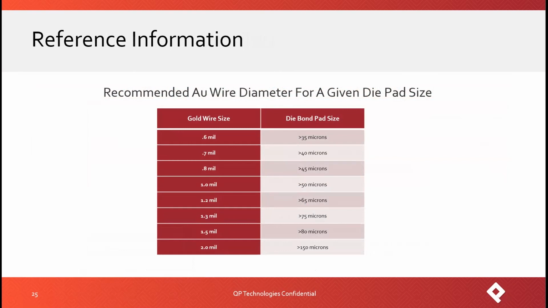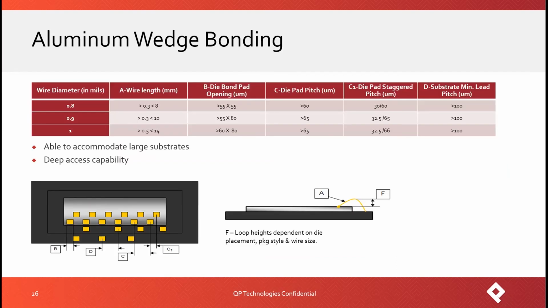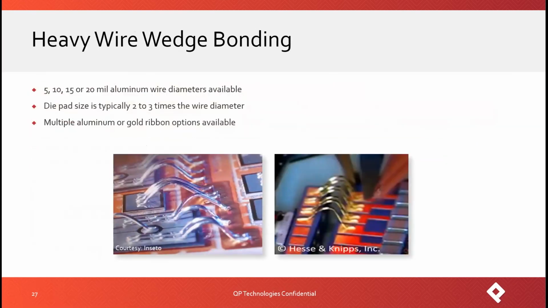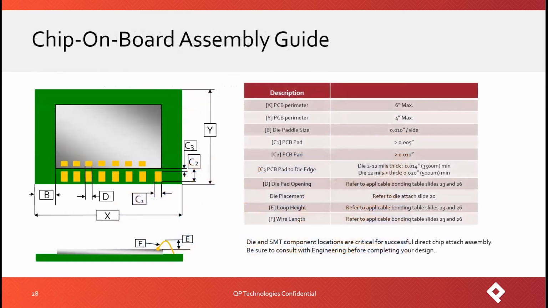Wire diameters versus die bond pad sizes is always something where people will request wire diameters that are too big for the pad on their die, and so we have to modify that. Aluminum wedge bonding is very similar as far as dimensional requirements. We also have heavy wire and ribbon bonding, just as an FYI. Chip on board, I'm going to segue from here into some further details.